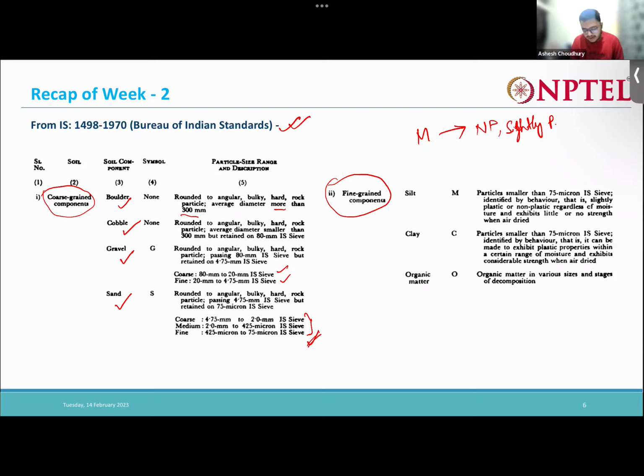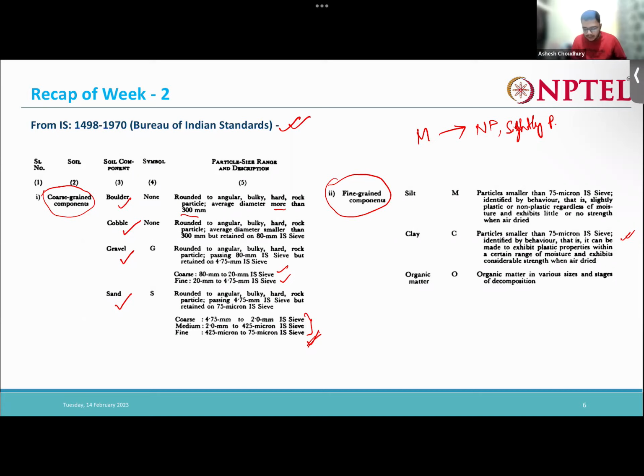Then we have clays. Clays are also a fraction that are smaller than 75 micron. And they have some plastic behavior. They will be plastic, that means the plasticity index will be higher than that of silt.